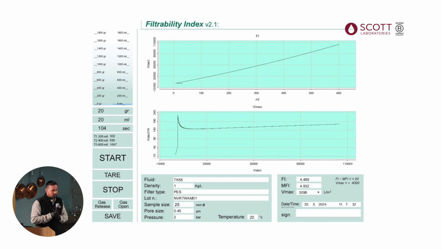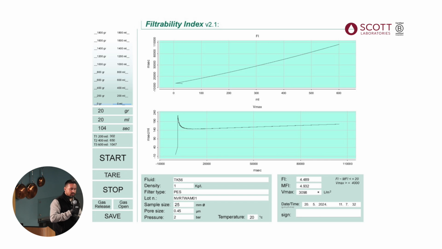Right here, what I want you guys to focus on is the bottom right corner where you see the FI, MFI, and Vmax. That's telling us that our FI is at 4. My eyes are horrible. I think that's 4.489. Modified is 4.92. If we had a number like that, I would feel very confident saying, send that wine to bottle. They're going to be bottling for a long time, and the crew's going to be happy because they're going to probably be bottling at a low pressure drop.